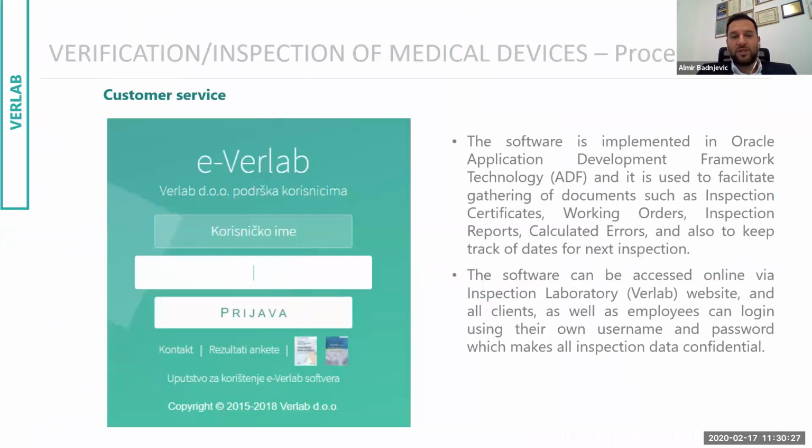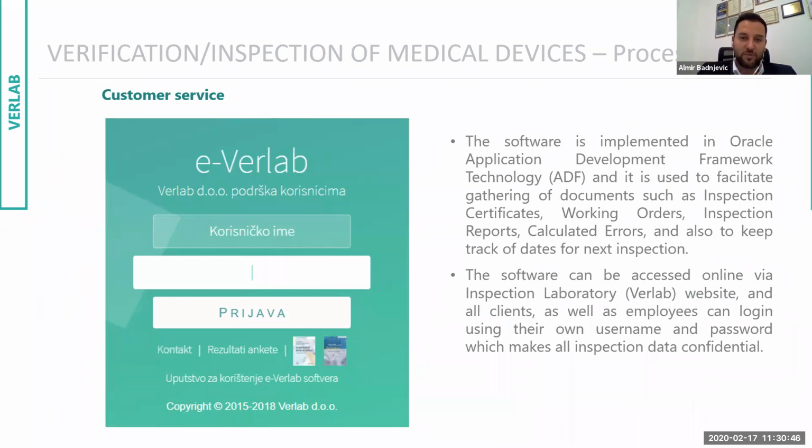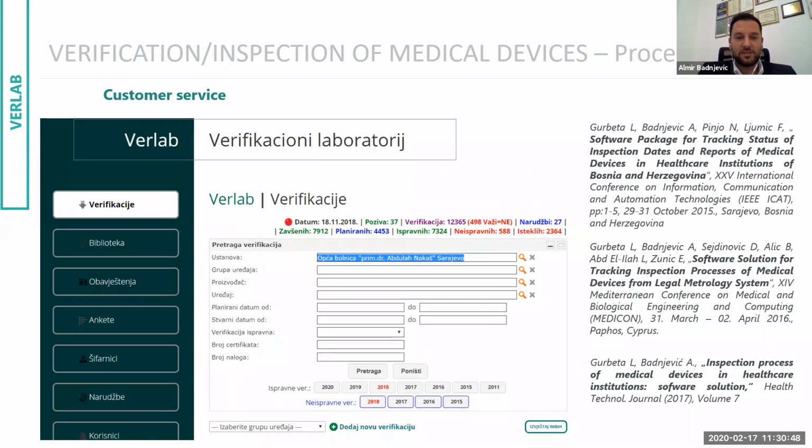So how does this software look? It looks like this one. We call it eBearLab, and it's in fact online. When you go to our website, you can log in. Each healthcare institution can enter their username and password, and they get the measurements of all of their devices. This is how it looked.